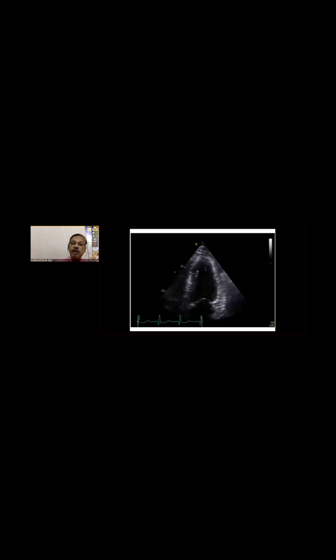Her blood sugar is very badly controlled. But see, the echocardiography is fairly well, with good contractility. You can see the contractility is fairly well in all the views, and GLS is minus 14.7. So even in uncontrolled diabetes mellitus, without any history of hypertension, subclinical myocardial dysfunction can develop.